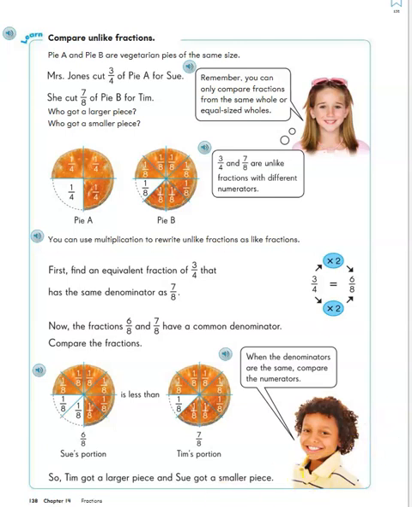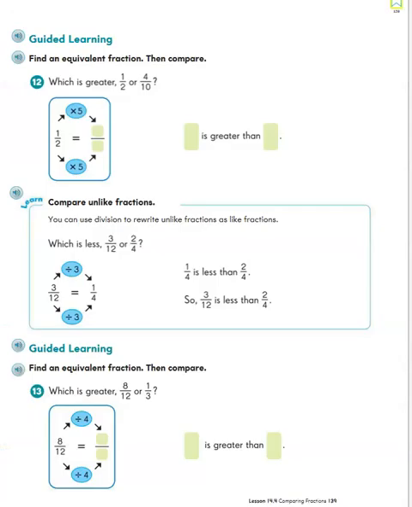Okay, let's do a few more. It says find an equivalent fraction, then compare. So number 12 is which is greater, 1/2 or 4/10? We wouldn't be able to do that just off the top of our head, right, guys? To try and think of 1 out of 2 or 4 out of 10, right? So the first thing we want to do is find an equivalent fraction of 1/2 that has the same denominator as 4/10. That way we will easily be able to tell which one is greater or bigger.